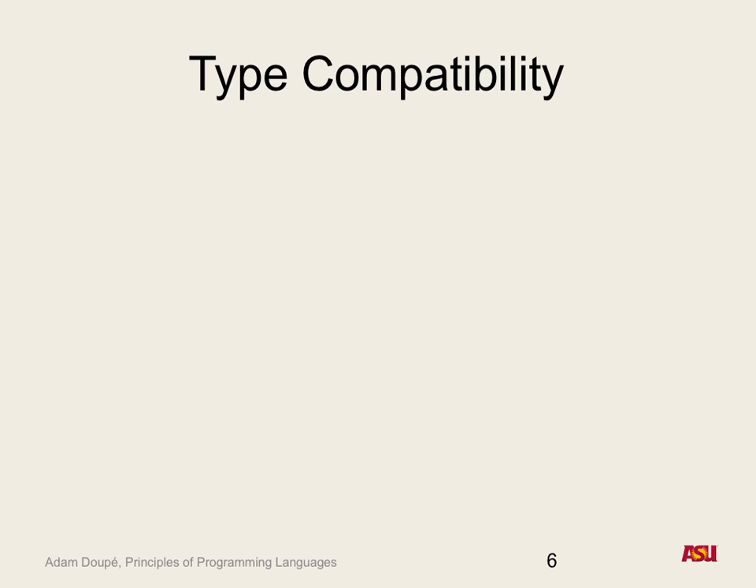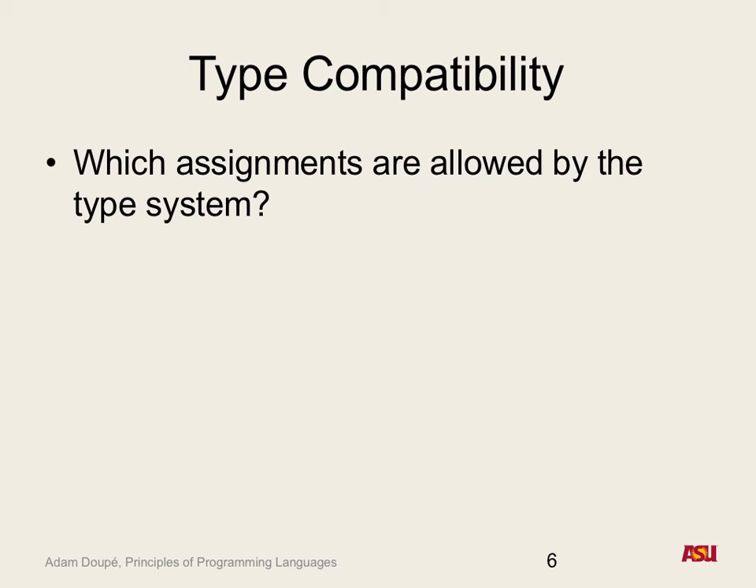Okay, cool. So now the question comes to type compatibility. We talked about type systems. We talked about how we need basic types, we need type constructors, we need type compatibility, and as we'll see in a second, type inference. What type compatibility tries to answer is: which assignments are allowed by the type system?